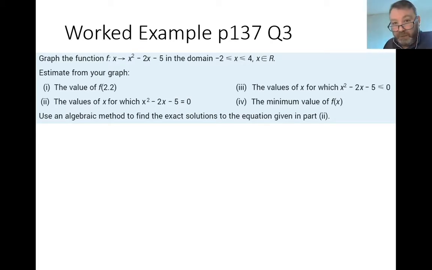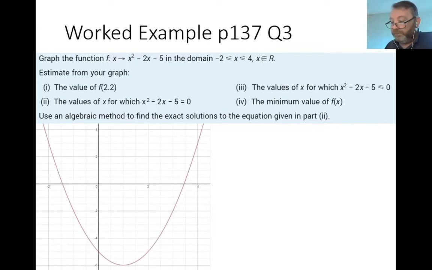Now, I already have this graph drawn. You would have to draw this yourselves. I have it drawn like so. So I'm going to just tackle the questions, okay? And again, notice we're using minus 2 to 4. So there's minus 2 to 4. I'm only using the x values that I have to use. And when I generate my table, as you will do, the following graph will be plotted.